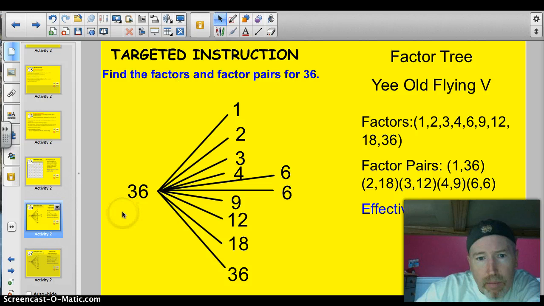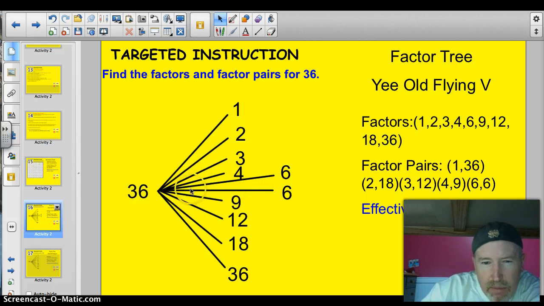Let me get my cursor back. And you just start putting number lines out like this. Well, we know that 1 will go in there 36 times. Then you make another V because we know that 2 will go in there 18 times. And we know that 3 will go into 36 because 3 plus 6 is 9. So 3 will go in there 12 times. And then 4 will go in there 9 times because you can use your fingers to figure that out.